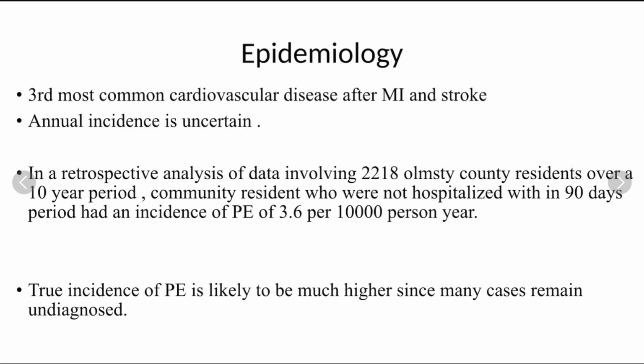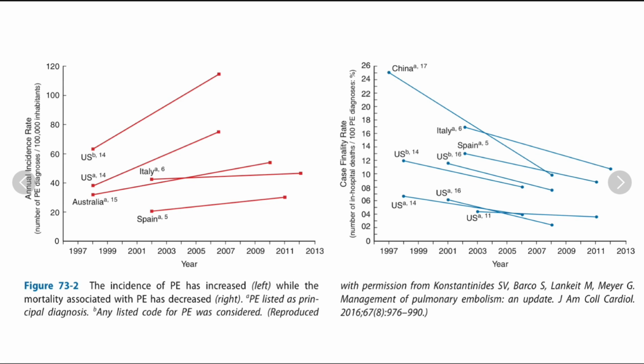What is the epidemiology of pulmonary embolism? The third most common cardiovascular disease after MI and stroke is pulmonary embolism. It is very common, and the annual incidence is uncertain. In a retrospective analysis of data collected from Olmsted County residents over 10 years, community residents who were not hospitalized within 90 days had an incidence of pulmonary embolism of 3.6 per 10,000 person-years. The true incidence is likely much higher since many cases remain undiagnosed, so it has a good amount of incidence.